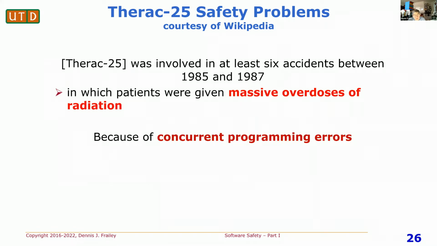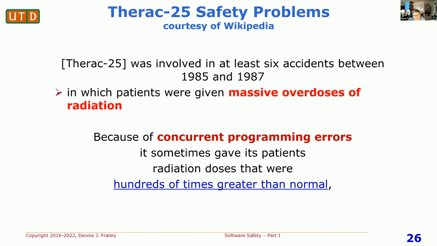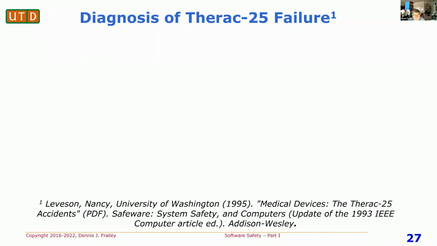And it turns out it was due to concurrent programming errors. Now, I'm very familiar with some of them because I've spoken with some of the people who did the analysis of the problem. It sometimes gave its patients radiation doses that were hundreds of times greater than what they should have received. Sometimes it resulted in death or serious injury. So it was a big deal.